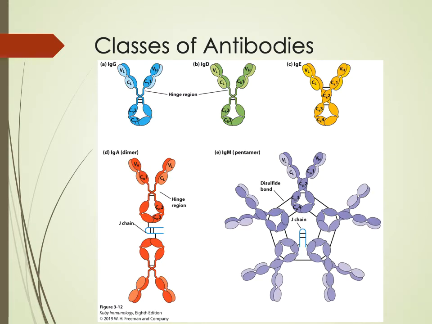So just to give you a visual of the different classes of antibodies, some of them have similar shapes, like the classic Y antibody shape. IgG, IgD, and IgE are all monomers, whereas IgA actually dimerizes, so there are two of these antibodies that come together to form an IgA. And IgMs form a pentamer, so five of these Y structures come together to form IgM antibodies.